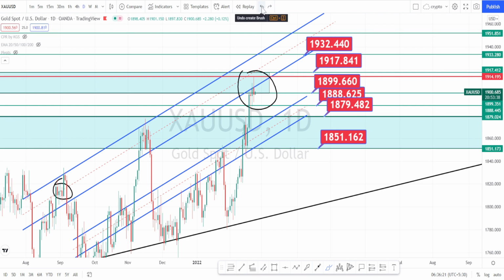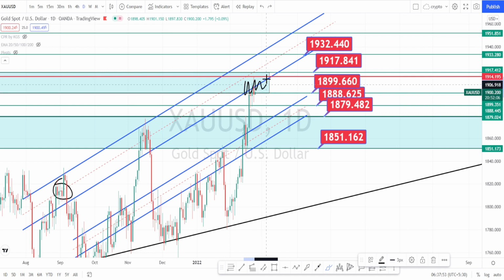Currently the price in gold is being inflated due to the war tension in Ukraine. So once the issue is over, we can expect the range to be stabilized. So overall the price action in gold is still in a bullish trend and it is trying to break this resistance zone between 1914 and 1917. And if this range is broken, we can expect the next level of resistance to be around 1932.